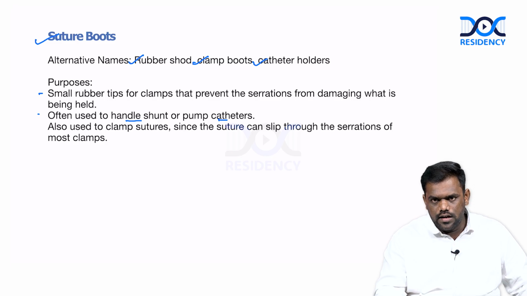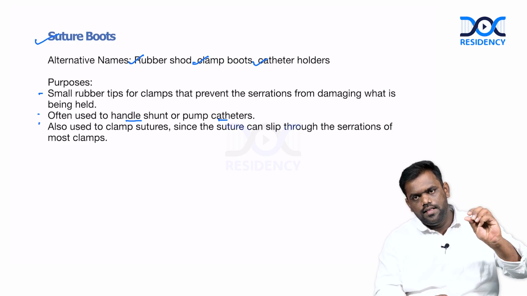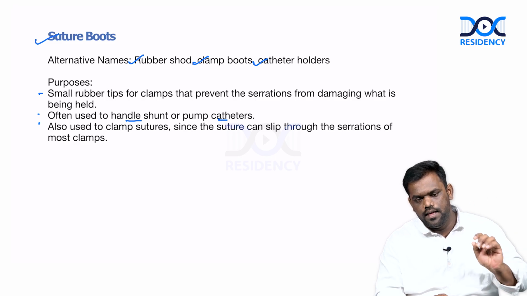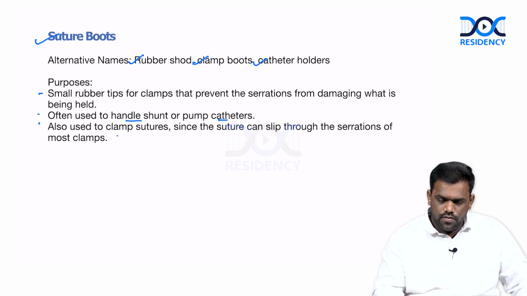It is used to handle the shunt or pump catheters, because it will cover the serrations. The trauma to the holding object will be very less. And it's also used to clamp sutures. Since sutures can slip through the serrations of the clamp, if you cover the serrations, we can clamp the suture also using this.